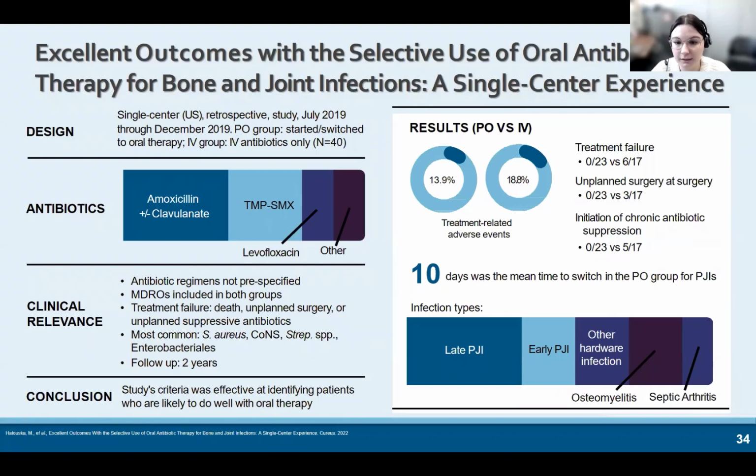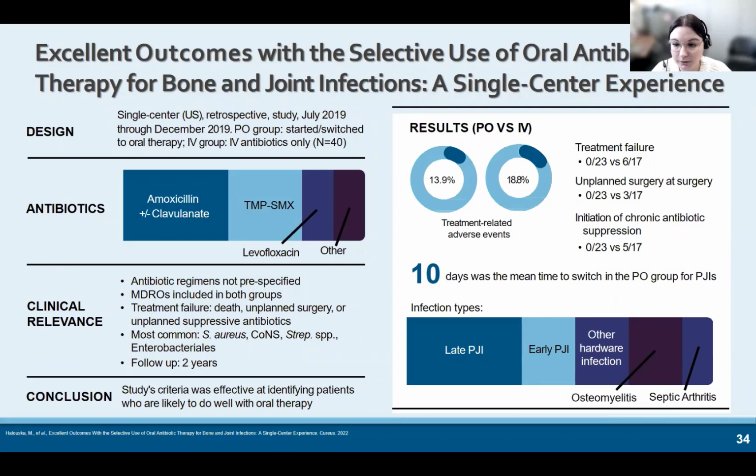Treatment failure was defined as death, unplanned surgery, or unplanned use of suppressive antibiotics. The most common pathogens were typical for what we see in bone and joint infections, and the follow-up again was 2 years. On the right, the primary outcome was treatment failure, which was seen in 0 of the 23 patients in the oral switch group and 6 of the 17 in the IV-only group. Adverse events were similar between the two groups.